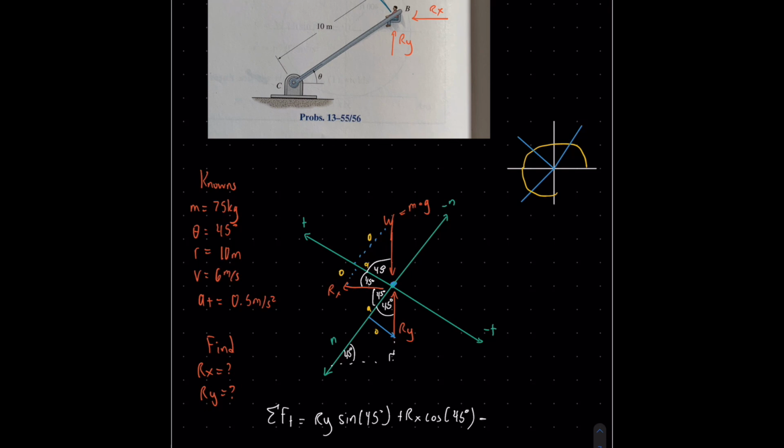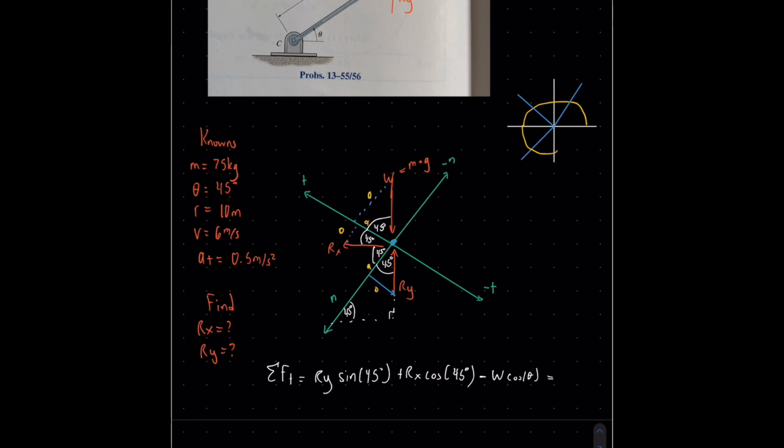So we could just say cosine of theta there. Oh, and something to notice here is how this arrow is pointing downwards of the weight. So it's pointing towards the positive normal, but the negative tangential. And because it's pointing towards the negative tangential, this side here is going to be negative because of that. So just something to notice. And that's going to be equal to our mass times the tangential acceleration, which is here.